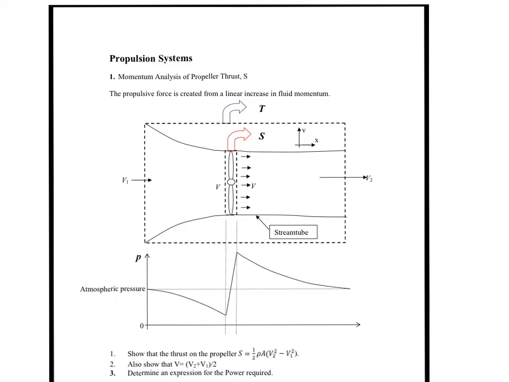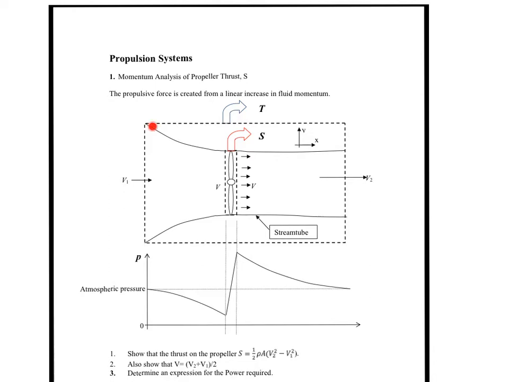In this question on propulsion systems, we are required to do a momentum analysis of propeller thrust. If we look at the diagram, you will notice there are two control volumes we have drawn, an outer control volume and an inner control volume. And we have drawn the two streamlines that bound the propeller.